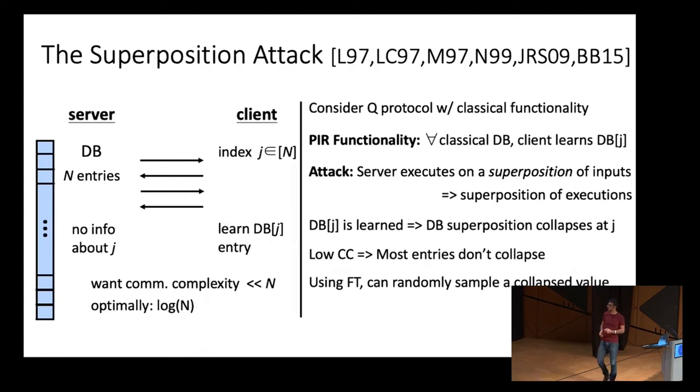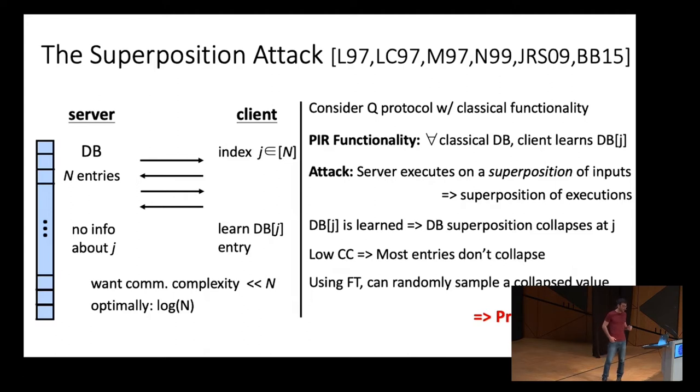So this is the superposition attack, and it shows a pretty strong privacy violation. So we know that this is not this. This is why people think that quantum communication has no advantage in this setting.